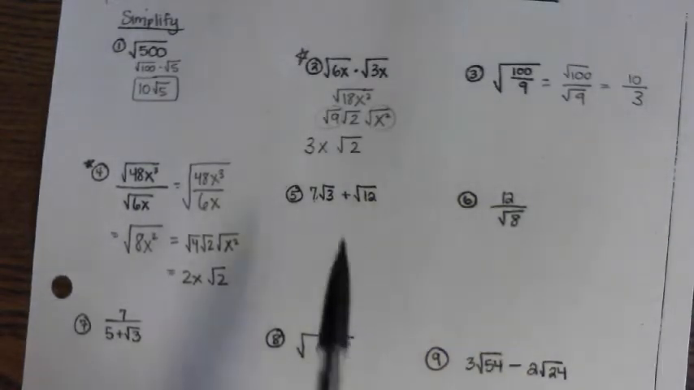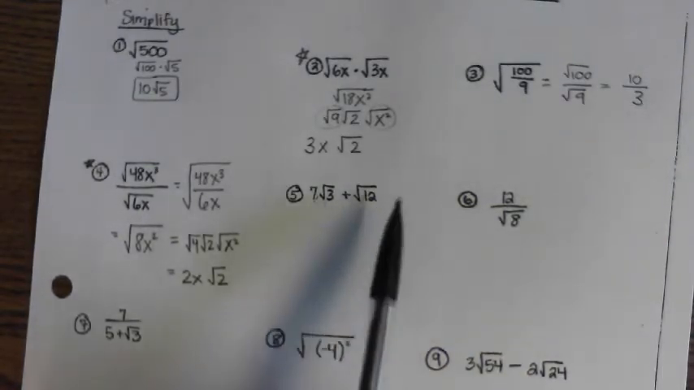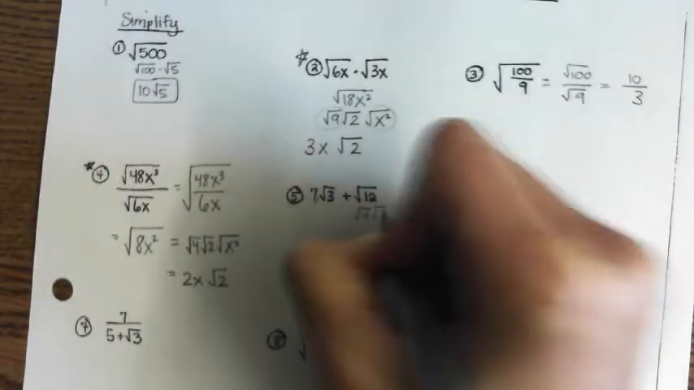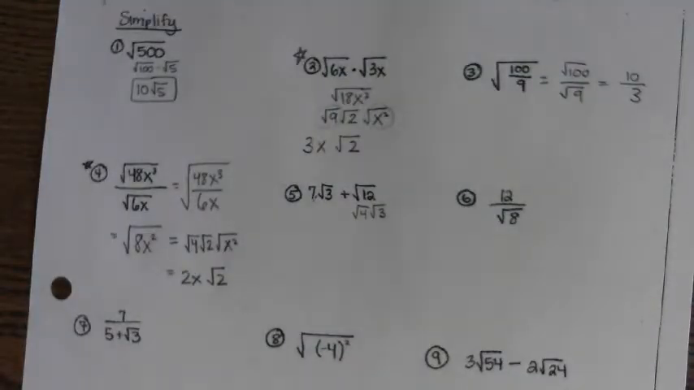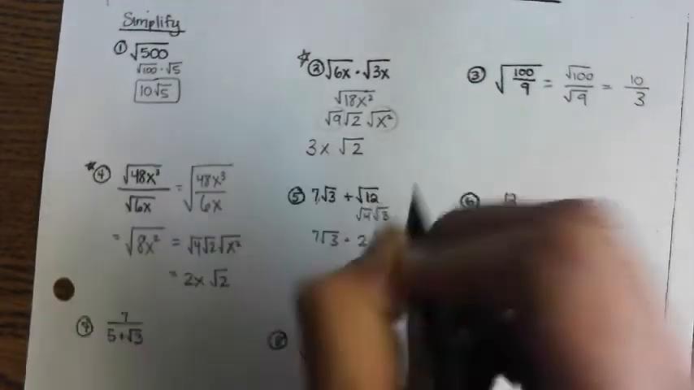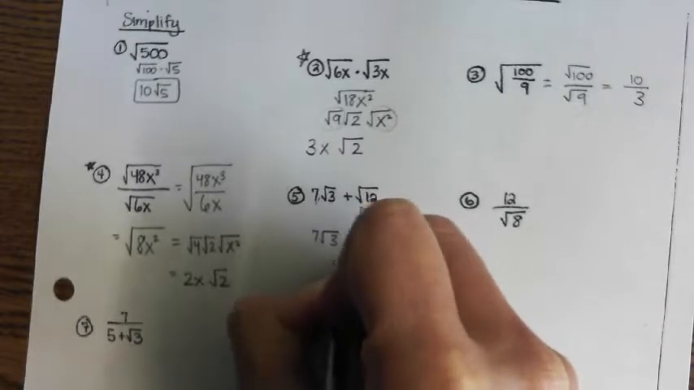So the first thing we would want to do is see if we can simplify either one of these. Obviously, the root 12 is the same thing as root 4, root 3. Which would just be 2 root 3, and then we have 9 root 3.